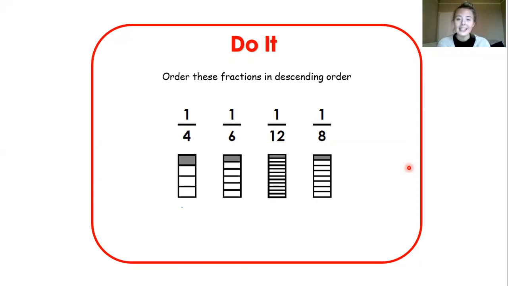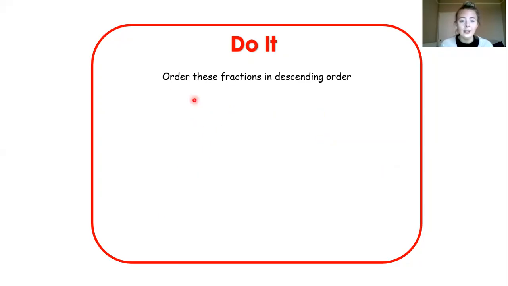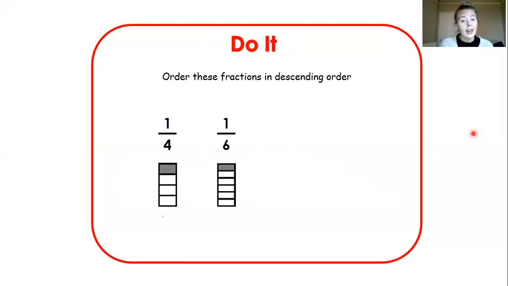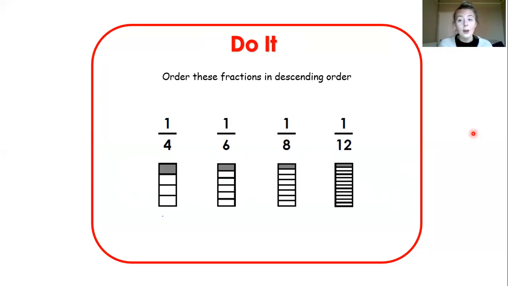Okay, then hopefully you remember that descending order is going from the largest number to the smallest number. So we're going from the largest fraction to the smallest fraction. And we know the largest fraction is the one that has the smallest denominator. So the smallest denominator here is 1/4, isn't it? So we start with 1/4. And then next we have 1/6. And then we have 1/8. And then we finally have 1/12, because 12 is our largest denominator, telling us that it is our smallest fraction.